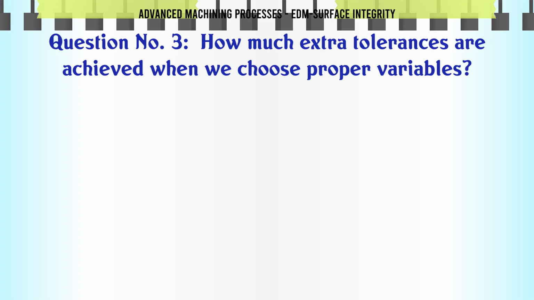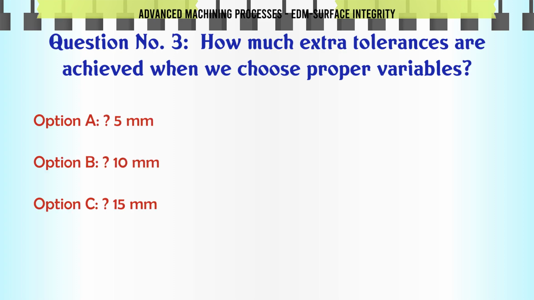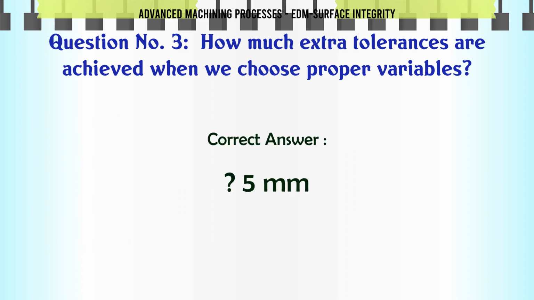How much extra tolerances are achieved when we choose proper variables? A 5 mm, B 10 mm, C 15 mm, D 20 mm. The correct answer is 5 mm.